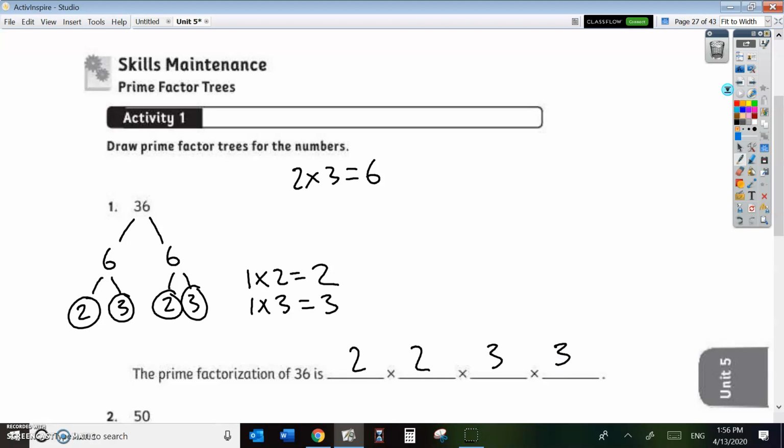And you'll notice how we put that in order from smallest numbers first, and then going in increasing order.